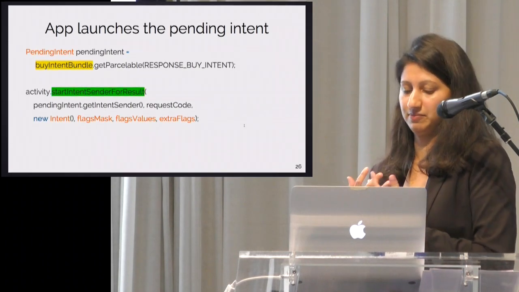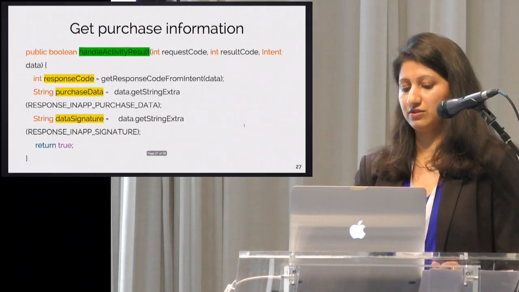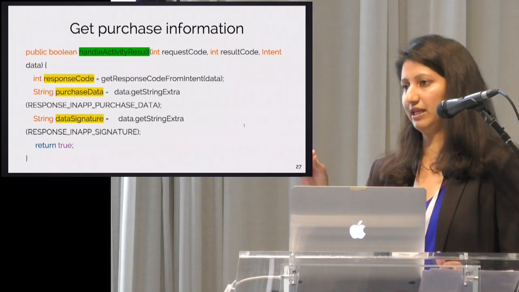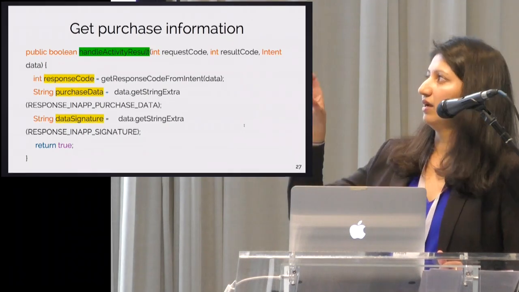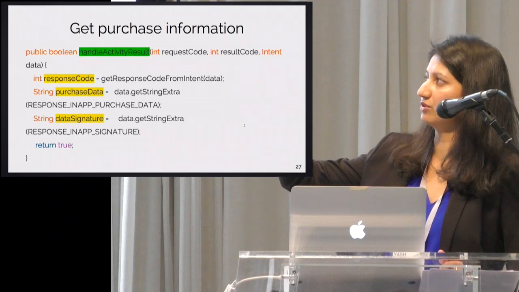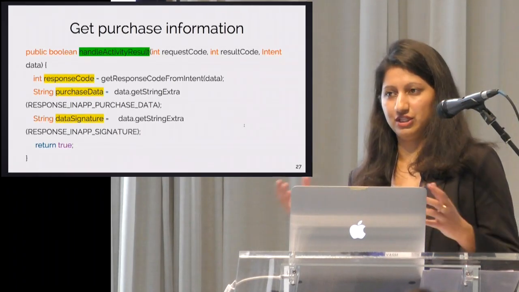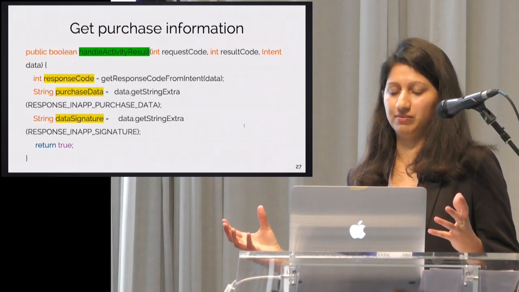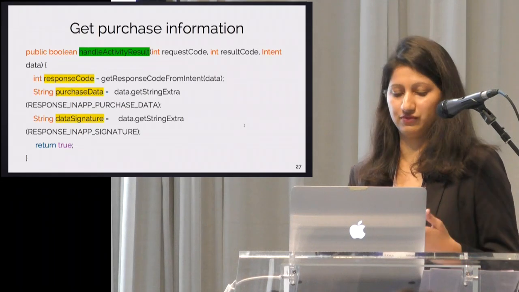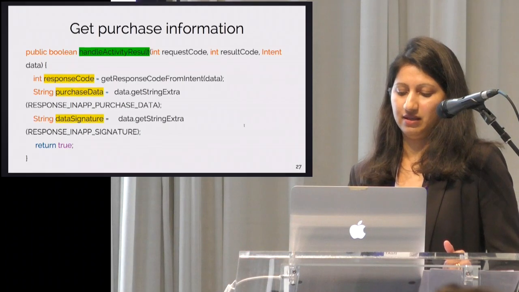Once Google Play gets this pending intent, it's going to return all the purchase response back to you. So you have to make sure that you have the method onActivityResult in your main activity of your app. And the pending intent will return all of this information: response code, purchase data, and your data signature. Purchase data is a JSON. It has all of the information about your user's purchase. Response code is whether it's successful or not. And data signature is a string that is used to sign the purchase data.